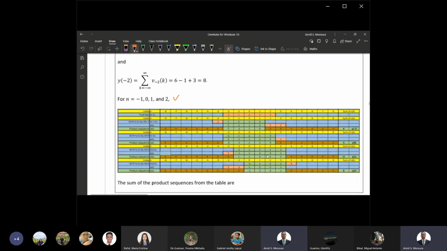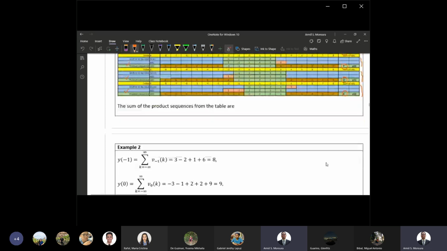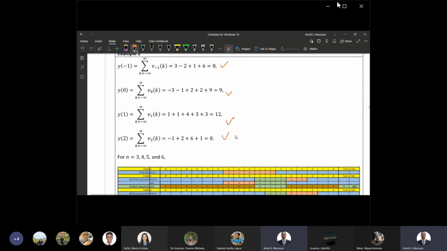Sinabay-sabay ko na. So, ito yung para sa -1, ito yung para sa 0, ito yung para sa 1, ito yung para sa 2. So, ito yung mga product sequences natin. And then, pag in-add nyo yan, you would have this as the values for your output response. So, ito yung mga values na yun: 8, 9, 12, and 8.